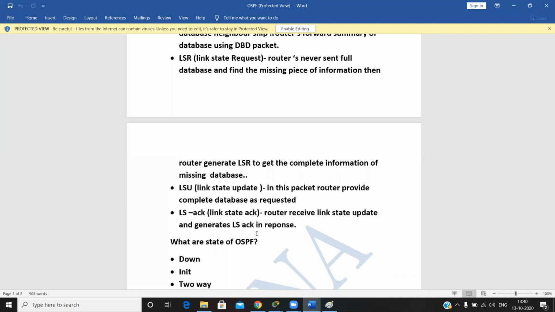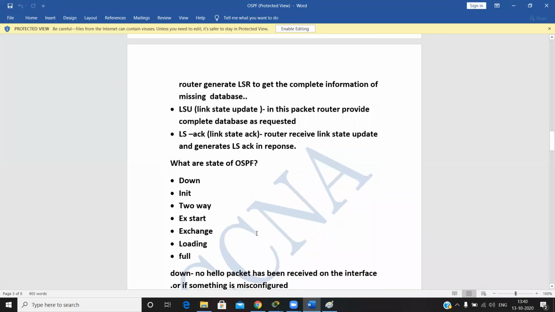Go on, any doubt? No. Kishore? No, sir. Okay, now come to the OSPF states.